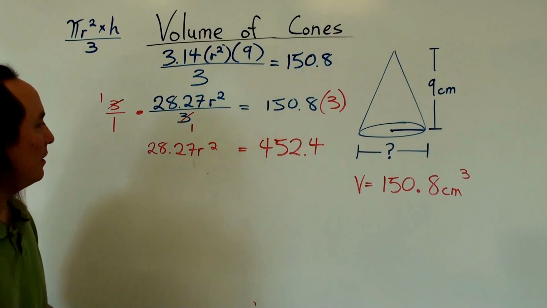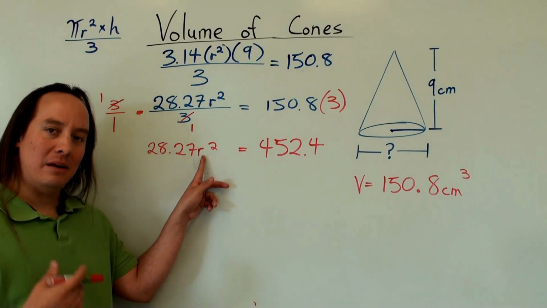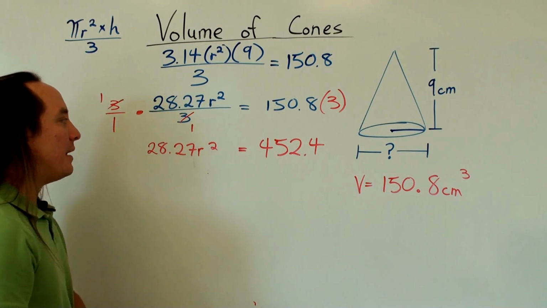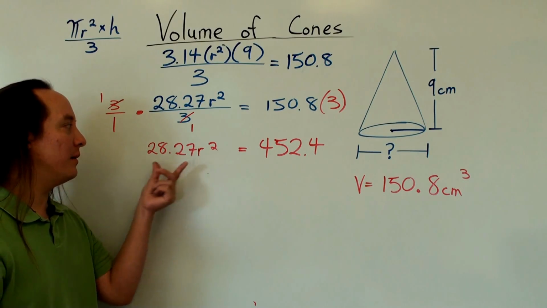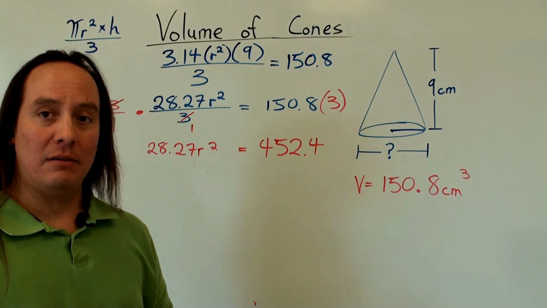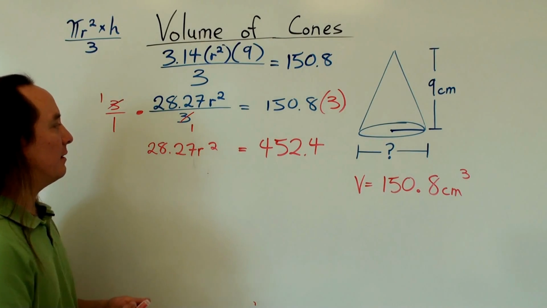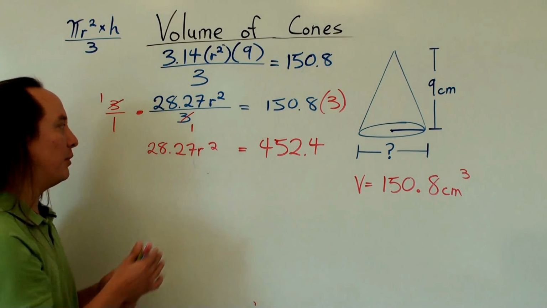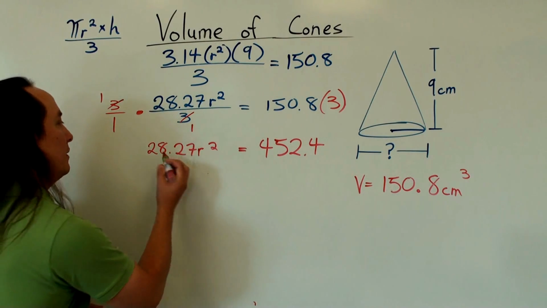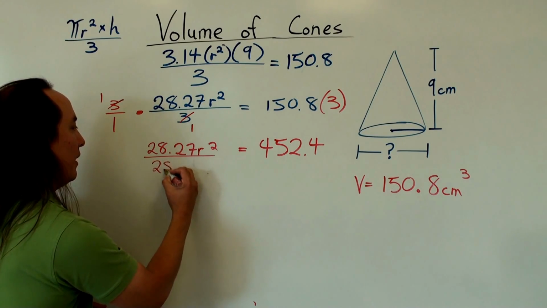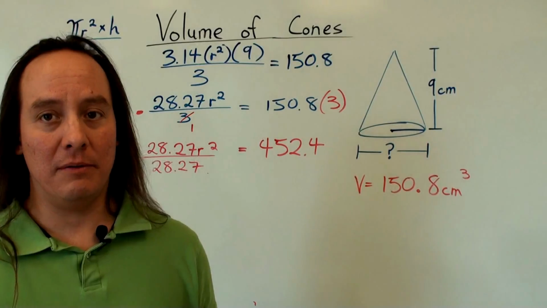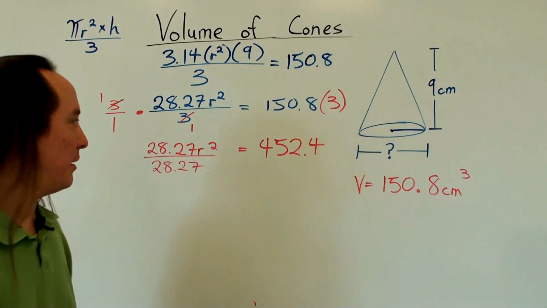All right, so we're getting closer now. We still have r squared that we need to get r all by itself, but we're whittling this problem down. The next step is to get the r squared and the 28.27 separated. Remember that they're multiplied together, because the r squared is right up against the 28.27. So to separate them, I'm going to divide by the number that I'm trying to get rid of, the 28.27.